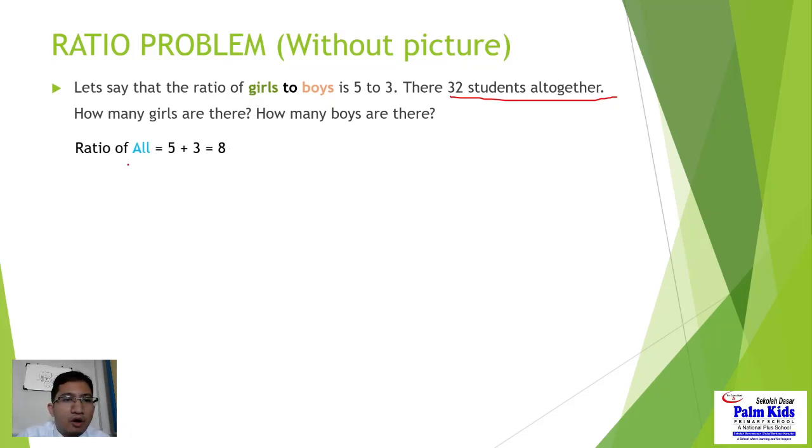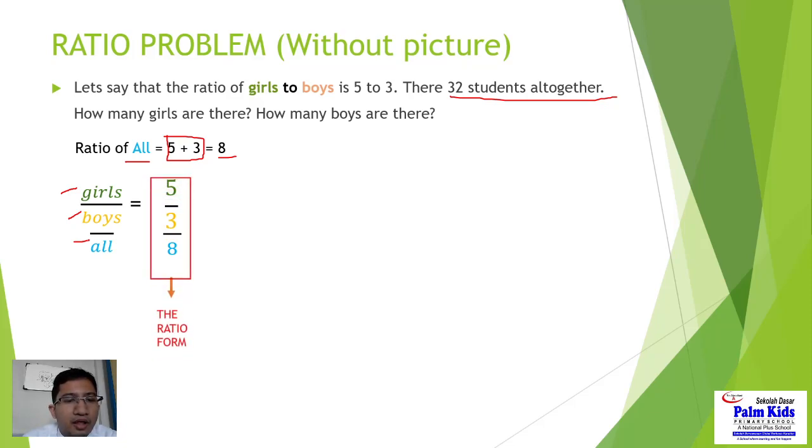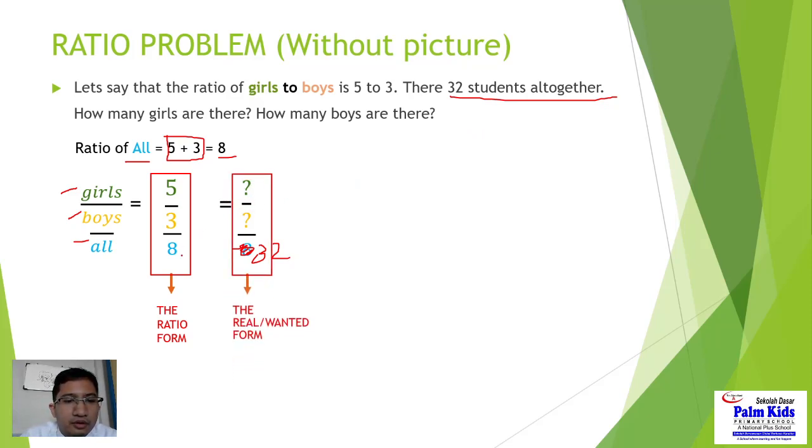Now, first we have to find the ratio of all, the ratio of boys plus the ratio of girls, which is 8. Now we have to make a fraction in the form of three things: the girls, the boys, and all together, which is the girls are 5, the boys are 3, and the ratio of all is 8. Now this should be 32. Now we know that altogether there are 32. So what do we do? First of all, we have to find the number that 8 multiplied by becomes 32.